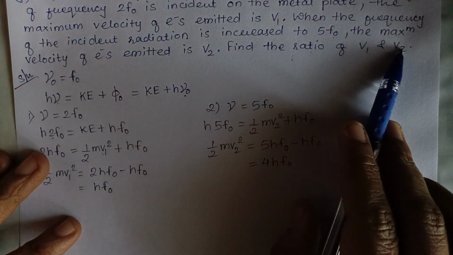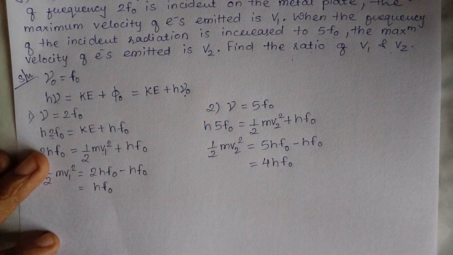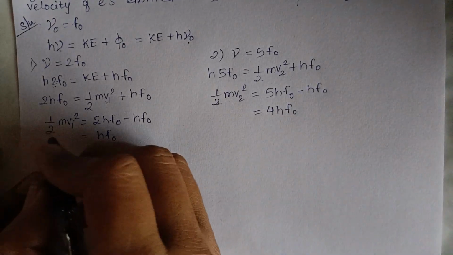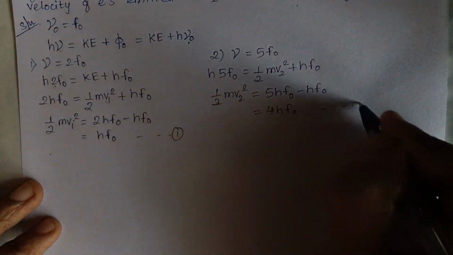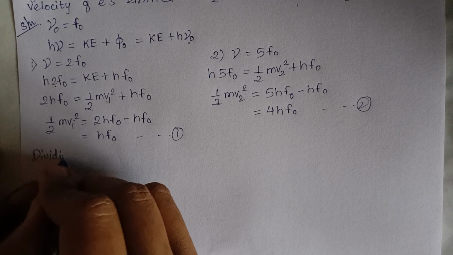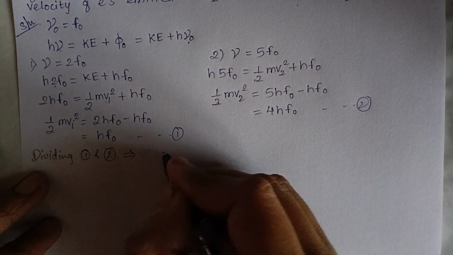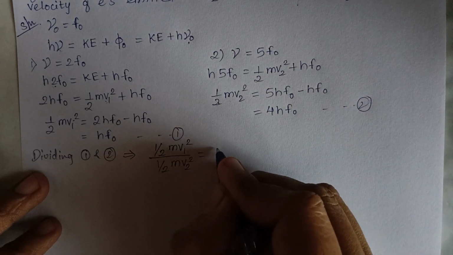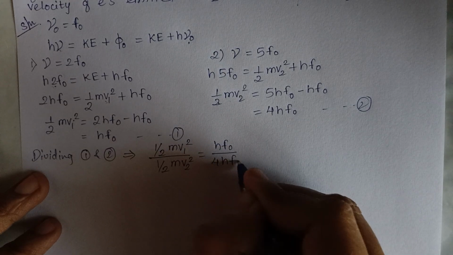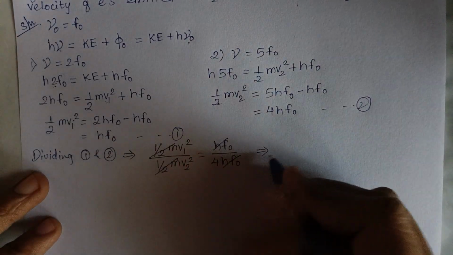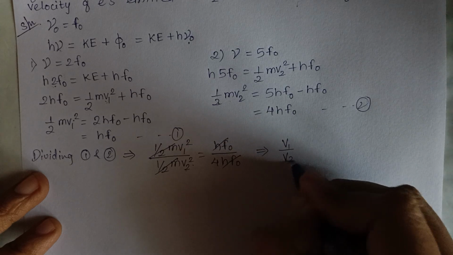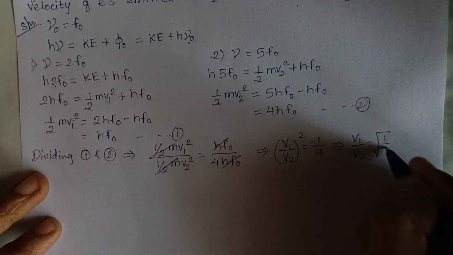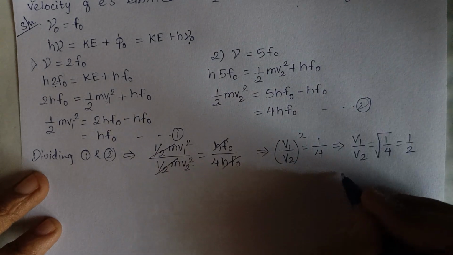Now we want the ratio of V1 and V2. So we want this in the form V1 upon V2. If I take half m V1 square upon half m V2 square, then I'll get V1 upon V2, right? So dividing 1 and 2, V1 square upon V2 square, we can write V1 upon V2, the whole square, equals 1 upon 4. So V1 upon V2 is under root 1 upon 4, which is half. Correct? So the ratio is 1:2.